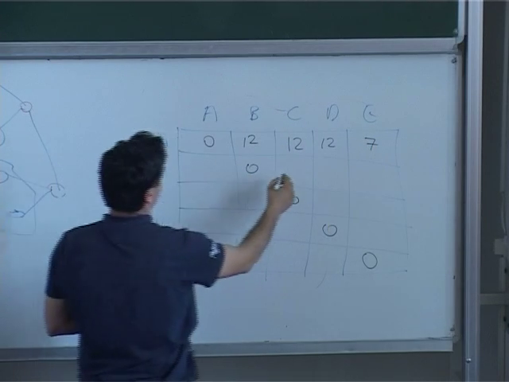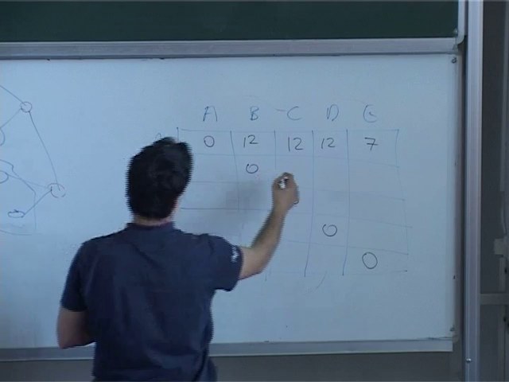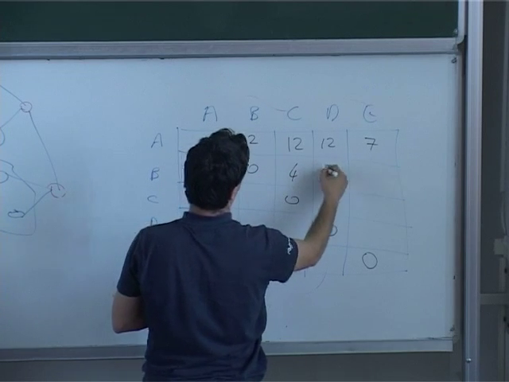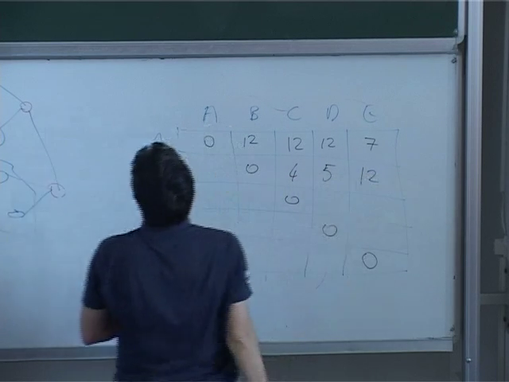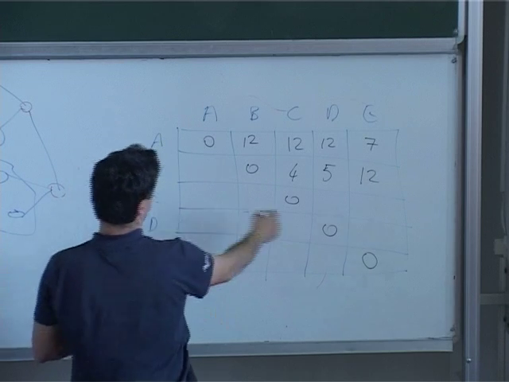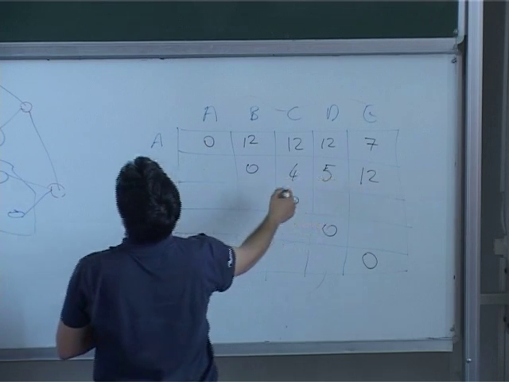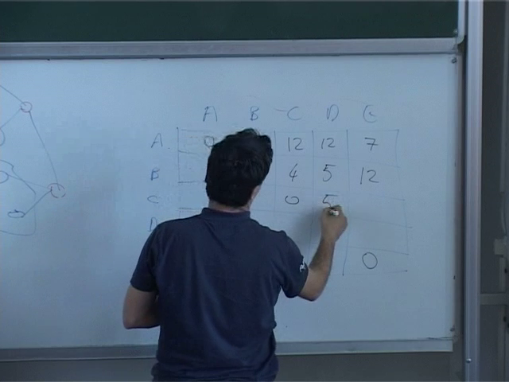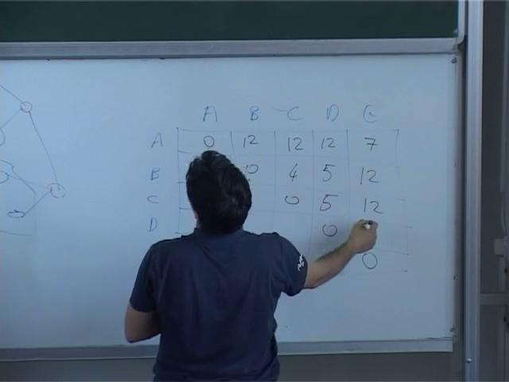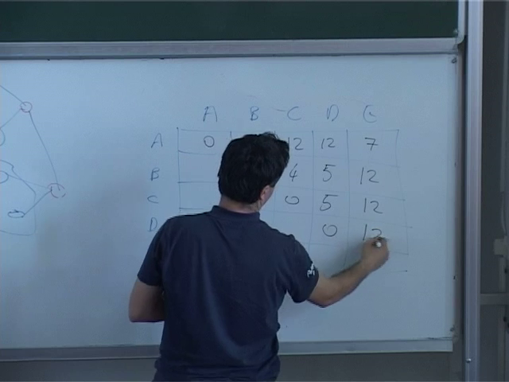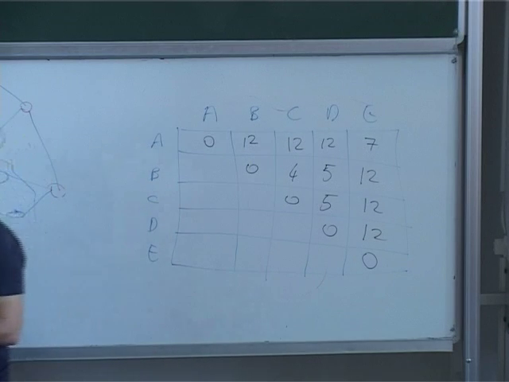The distance between B and C is 4. B and D is 5. B and E is 12. The distance between C and D is 5. C and E is 12. D and E is 12. This is the matrix we have produced by building this tree.